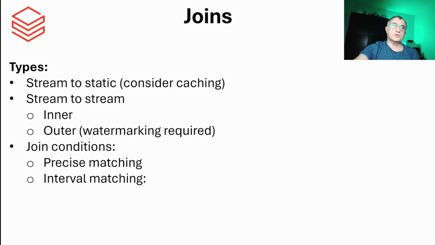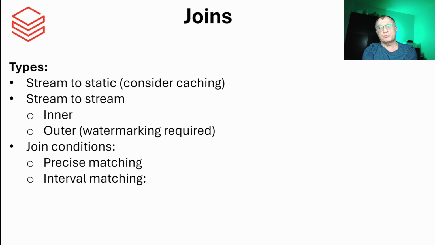Let's talk about joins. The syntax for streaming joins is very much like batch joins. However, there are a few important considerations that you need to be aware of when building streaming joins. First of all, let's differentiate different types of streams. So you can join a streaming data frame to a static data frame. This is probably the simplest form of join. One important consideration is caching. So make sure that you are caching the static data frame because that can significantly improve the performance of your join.